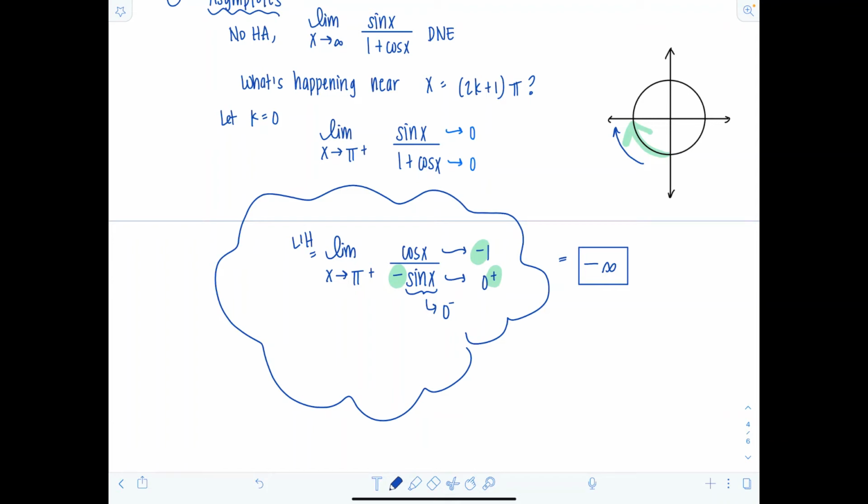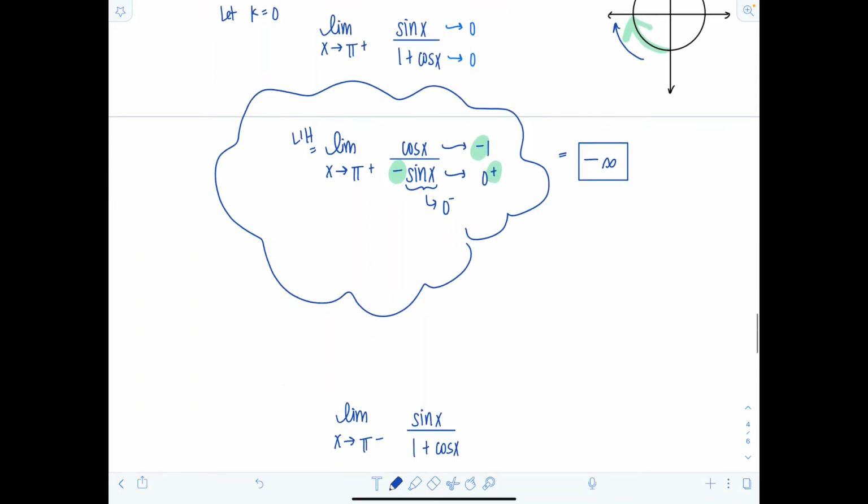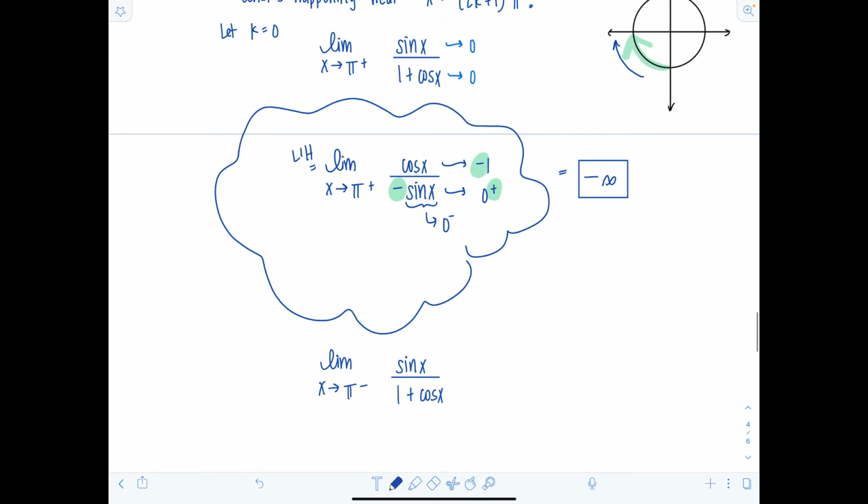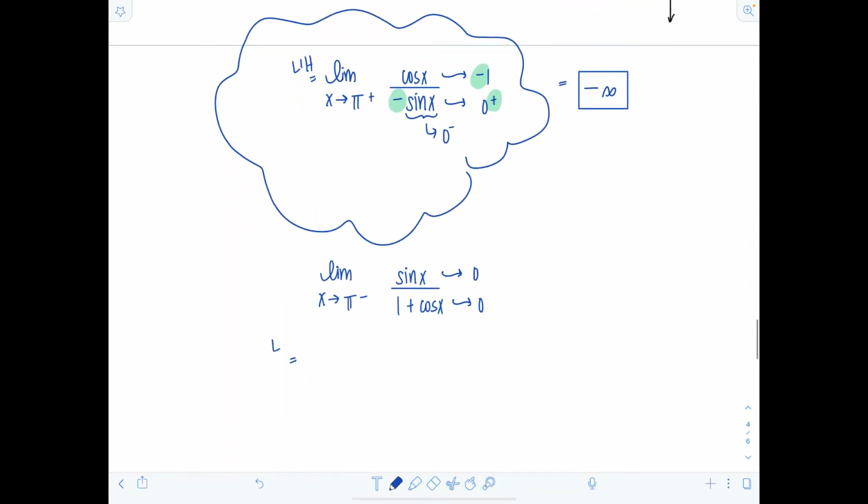Okay, so in this case, when we're approaching pi from the right, the limit is -infinity. Okay, what about the other side? So now we're going to look at the limit as x approaches pi from the left. Again, at this step, the numerator is approaching 0. Denominator is approaching 0. So let's apply L'Hopital's rule.